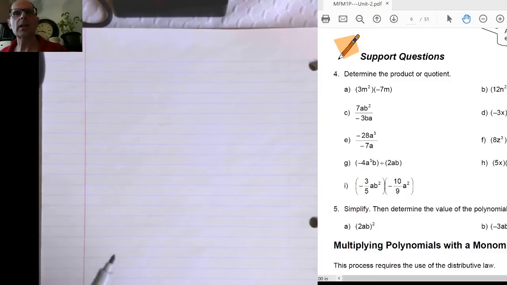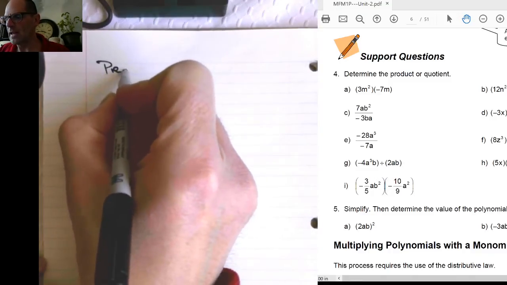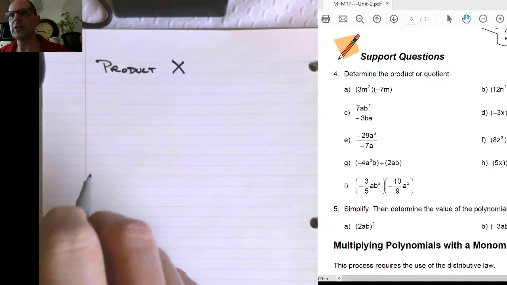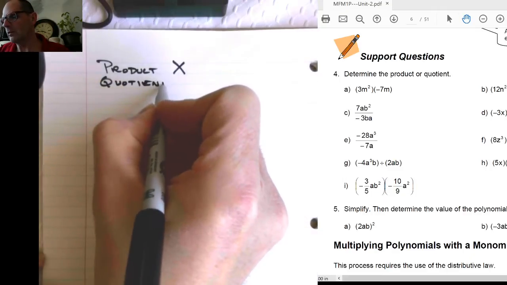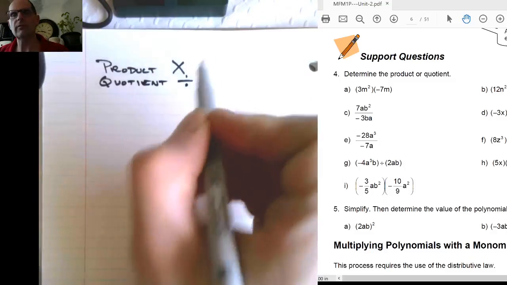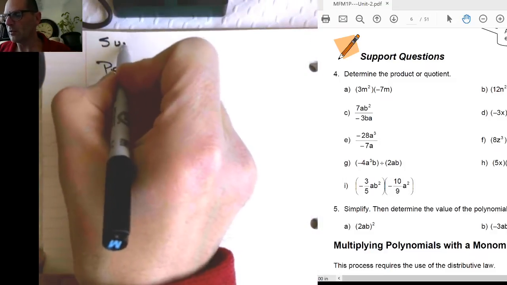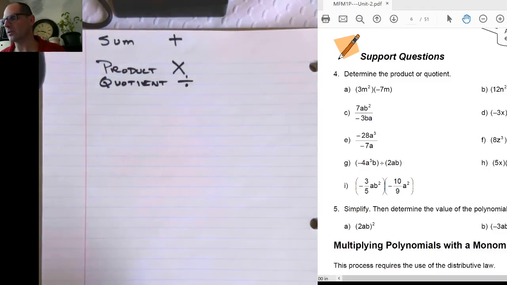Okay, so this question here asks us to determine the product or the quotient. Product is a fancy word that refers to multiplication. Product refers to the answer of multiplication, and quotient is a fancy word that refers to the answer from division. Just backing up a bit: sum, we've seen that before, we see that term quite commonly. That just refers to the answer from addition.